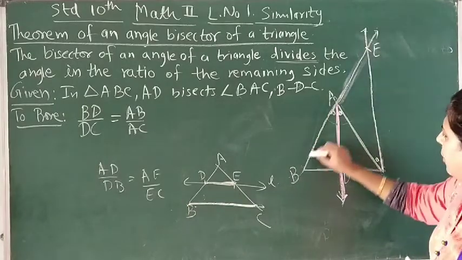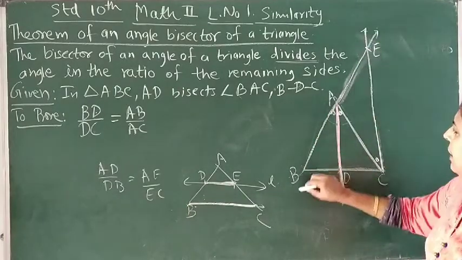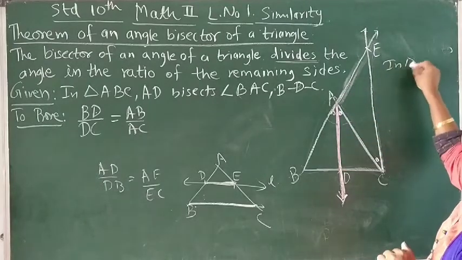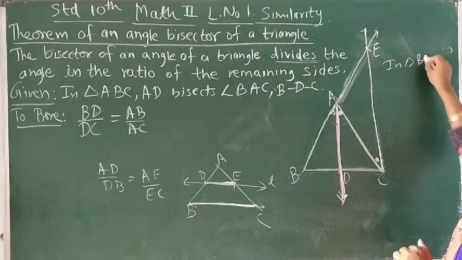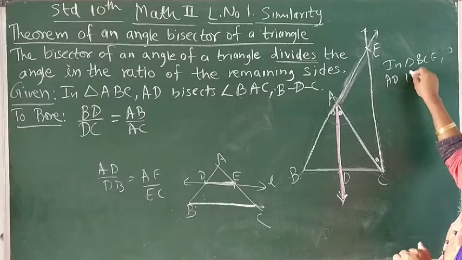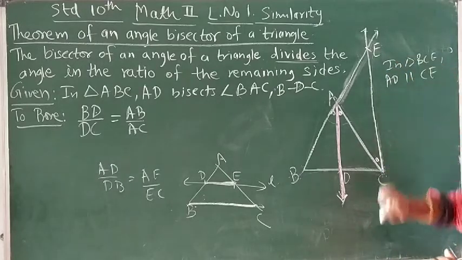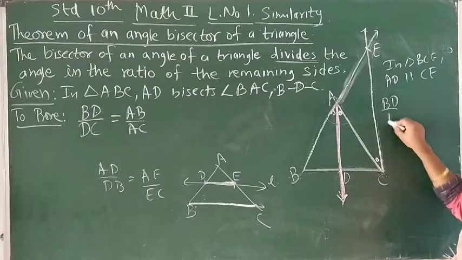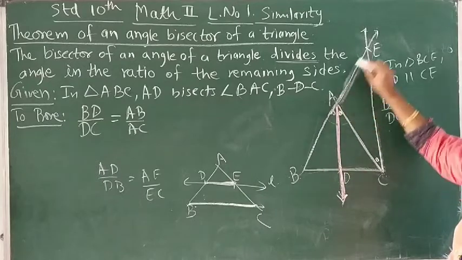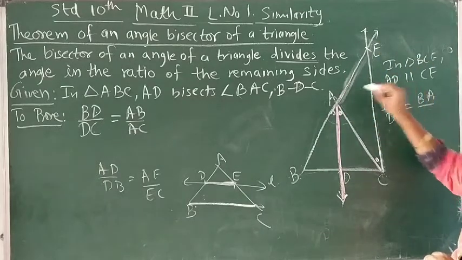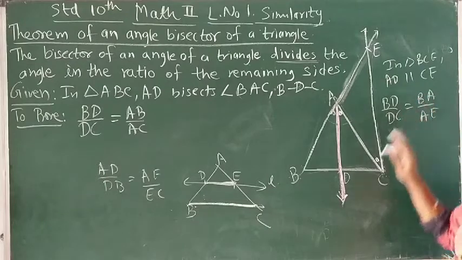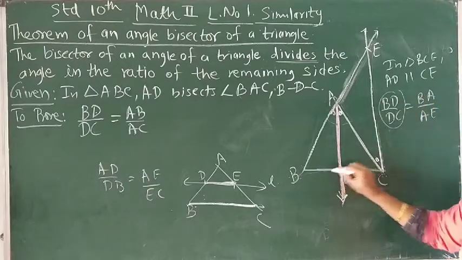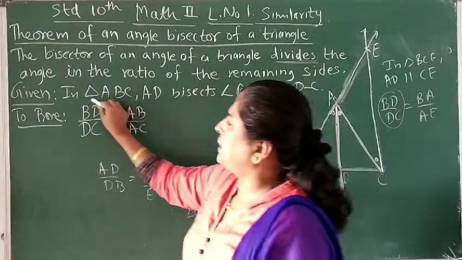Now if you talk about triangle BCE, here AD is parallel to CE. So how can we use the basic proportionality theorem? In that case, BD upon DC is going to be equal to BA upon AE. This we can get with the help of the basic proportionality theorem. If you check, the left side is exactly as we want: BD upon DC.